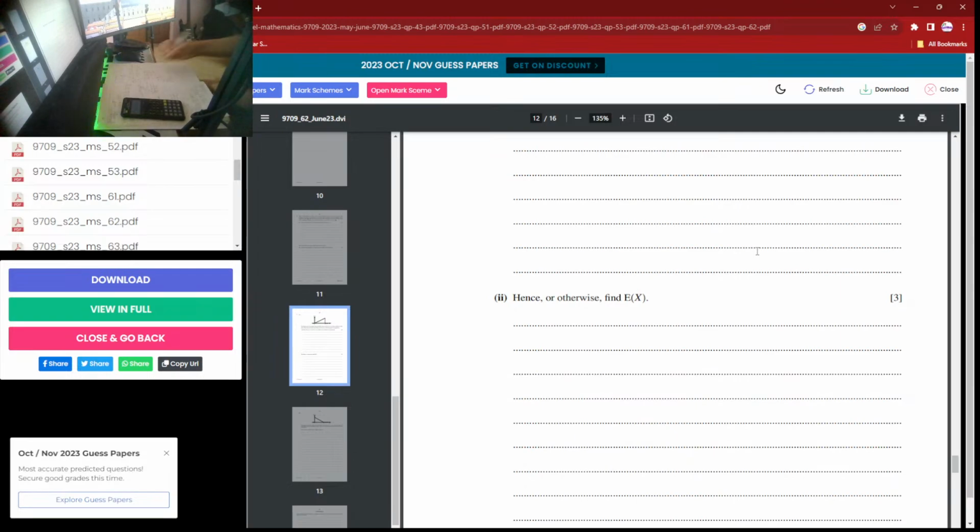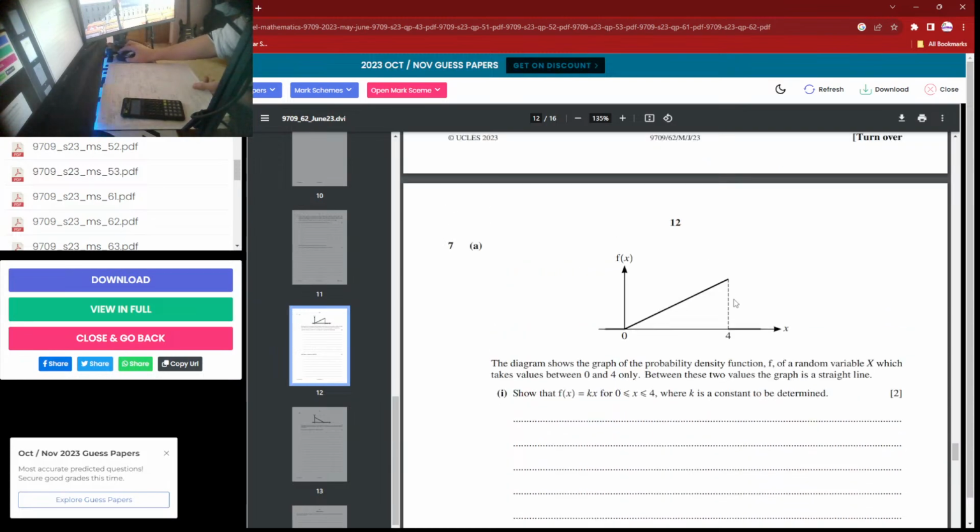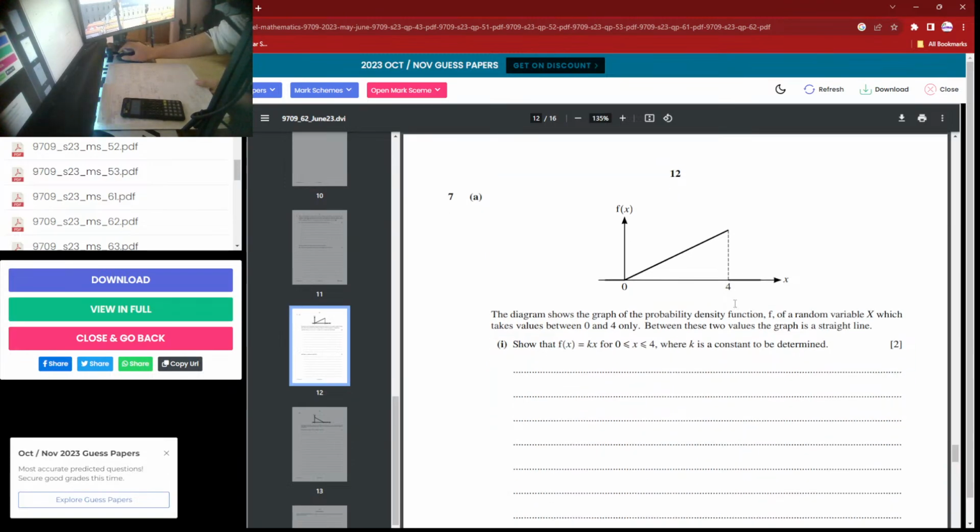Hence or otherwise, find E(X). So we use integration of the curve 1 over 8 x, and we will multiply this by x again, so we will have x squared, and we will put in the values of the limits, 4 and 0, of 1 over 8 x squared. That will give us E(X).